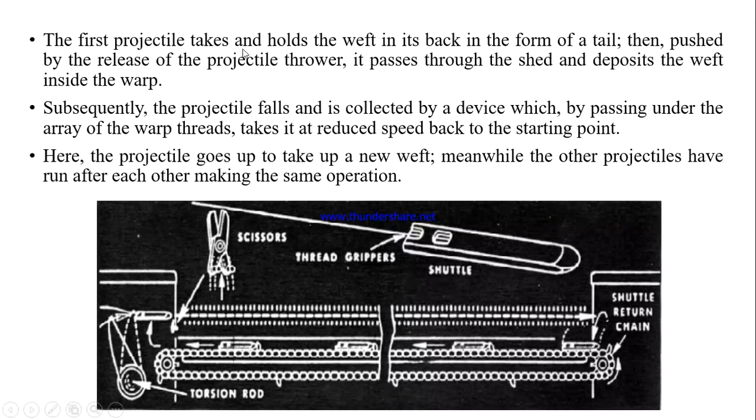The first projectile takes and holds the weft at its back in the form of a tail. Here in this figure you can see the schematic diagram of the projectile. In this projectile there is a gripper at the back side. This is the front side of the projectile. This is a bullet-like element. You know the bullet. Though it is written here shuttle, earlier it was also called a shuttle, but nowadays we are basically acquainted with the name shuttle as the wooden shuttle.